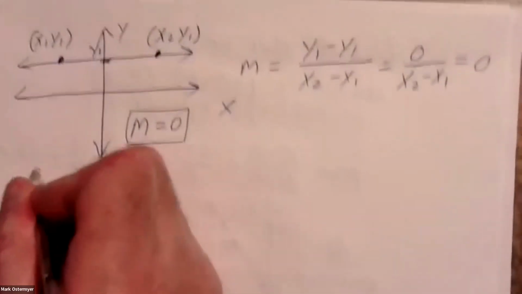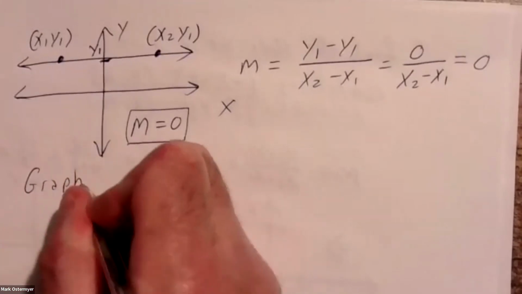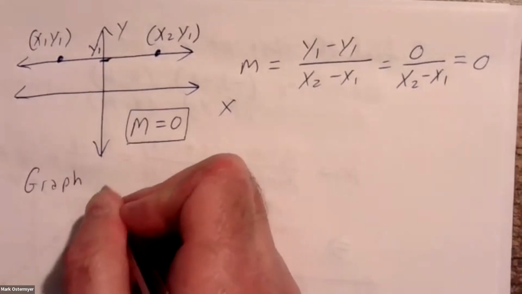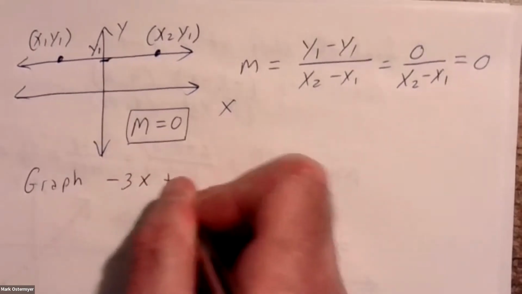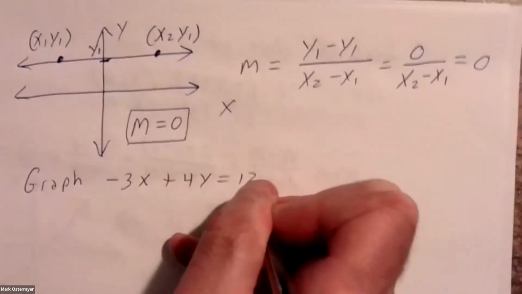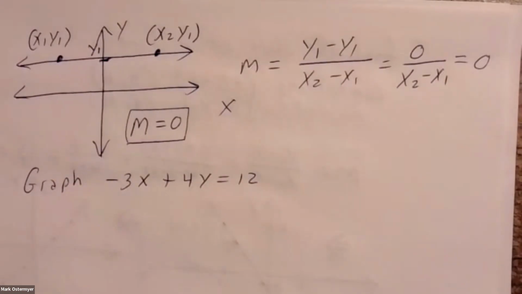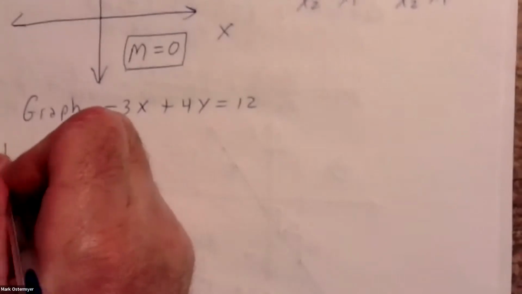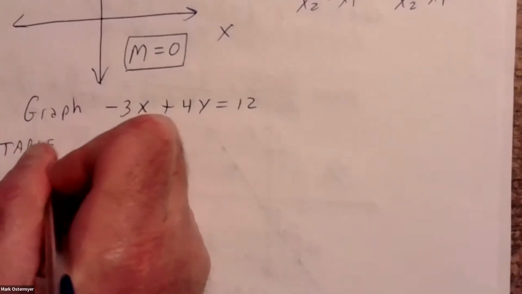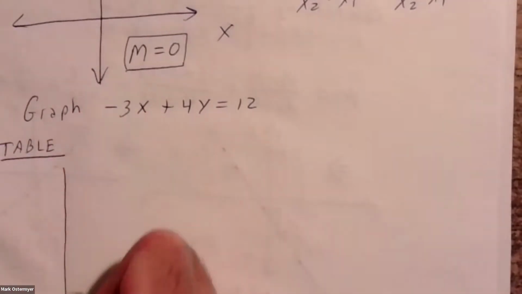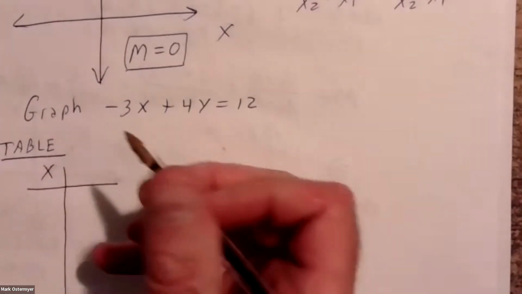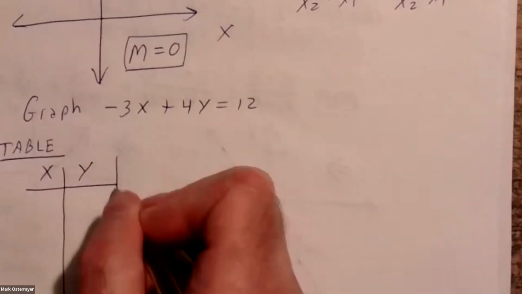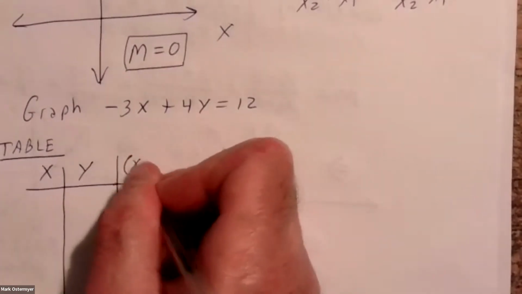All right, ladies and gentlemen, let's see if we can graph a linear function here. Specifically, I'm looking at negative 3x plus 4y equals 12. Now, there's many ways to graph a linear function like this. One way is the table method. As the name suggests, we'll make a table. X column, Y column, and then we'll have your ordered pair.